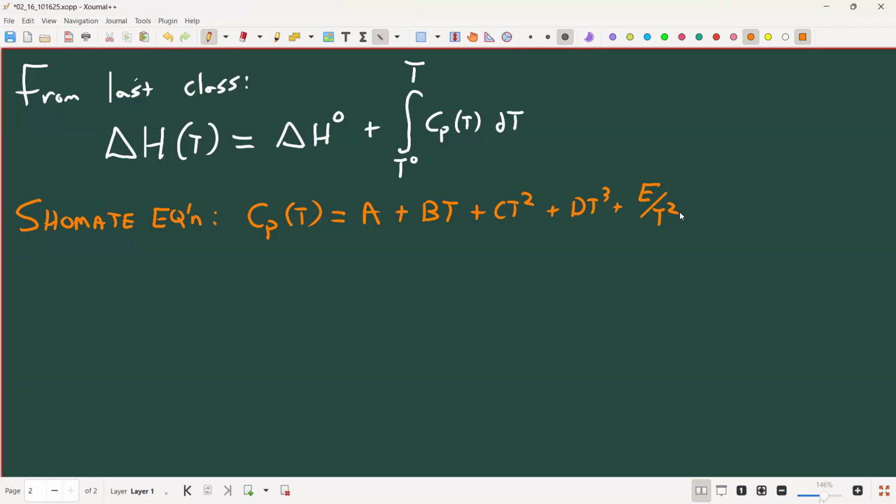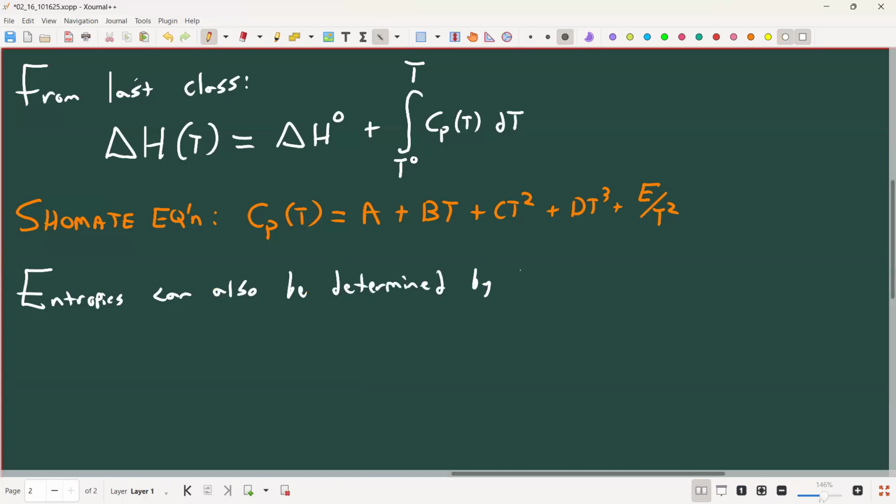What else can we learn from this? We've got enthalpy, but there's another thermodynamic variable that we have dealt with, which is entropy. If we know the heat capacity, we can also calculate the entropy. It's a very, very simple derivation. So entropies can also be determined by the heat capacity.